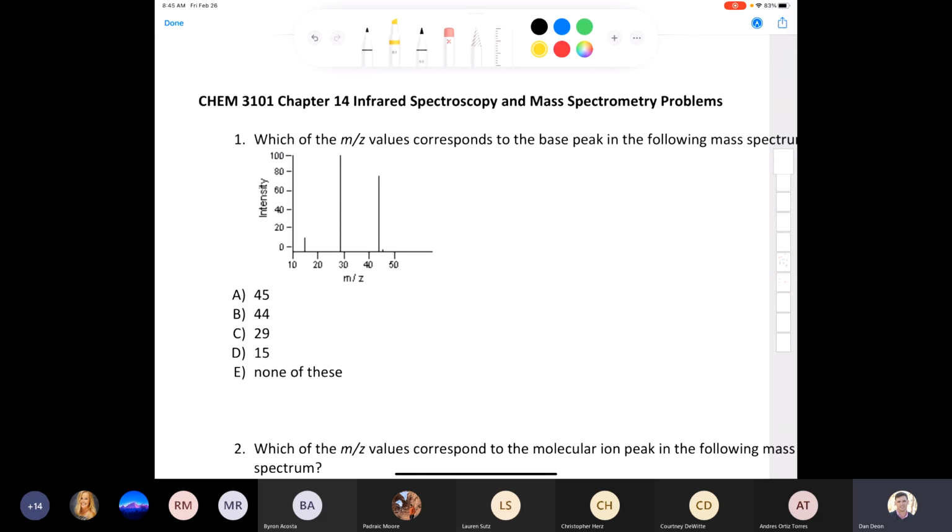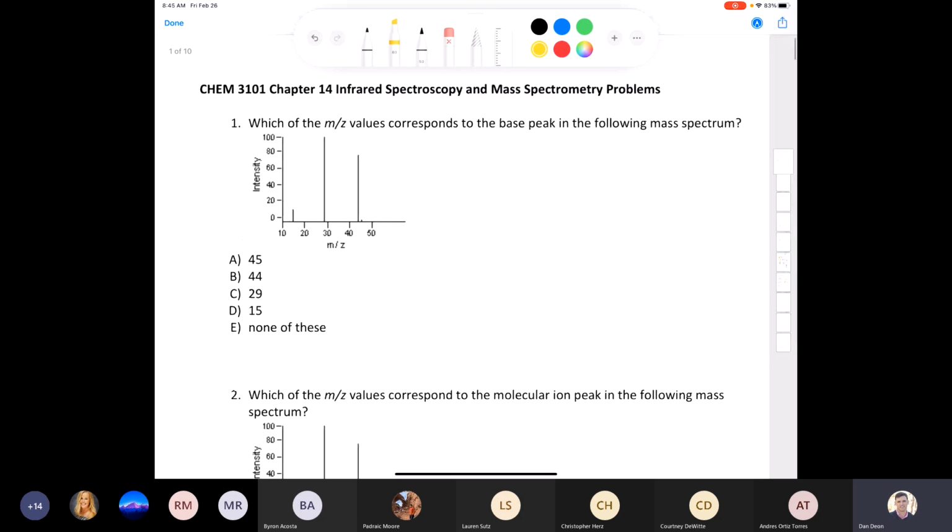You see how this should be a really easy thing for me to ask on your quiz. I'll give you a second to think about this one. I'll just throw it out there to my students. Question number 1, it says, which of the mass over charge values corresponds to the base peak in the mass spectrum? If anybody has an answer, just throw it up here in the chat or unmute your mic.